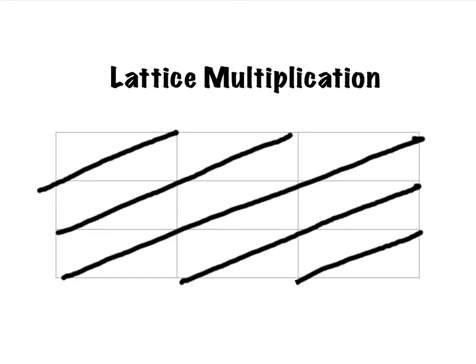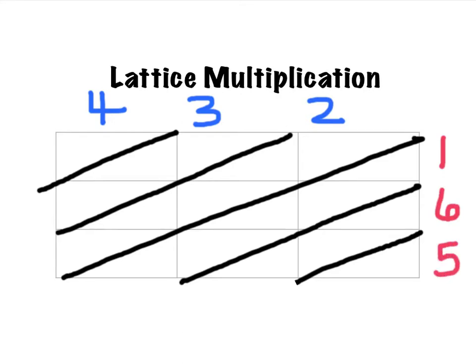Now that we have gotten that done, it's time to write our factors. We're going to multiply the number 432 times 165. So we line our first 3-digit number along the columns, and our second 3-digit number we line up along the rows here. And then once we have those factors lined up, we can now start our multiplication.